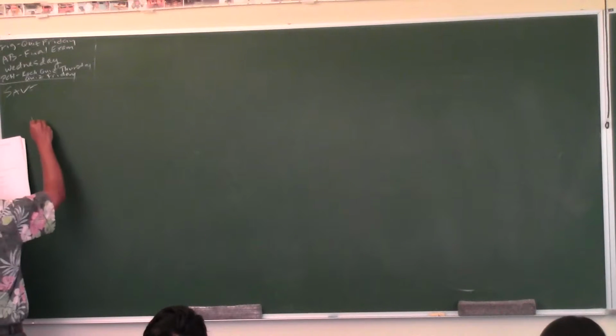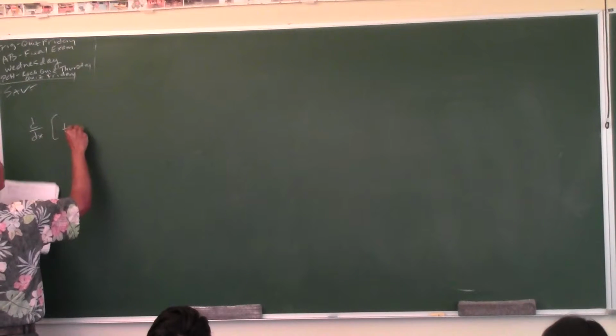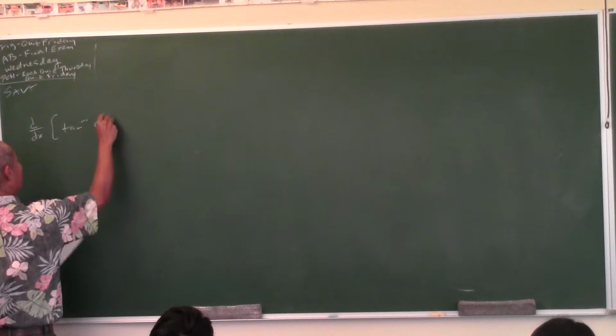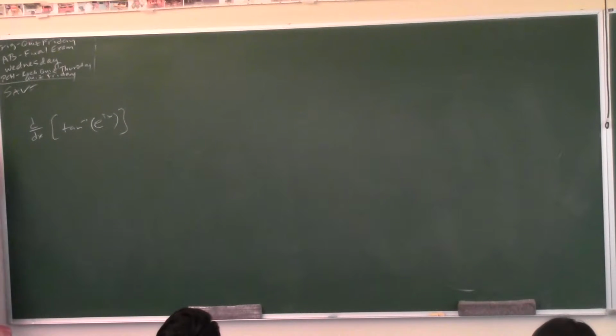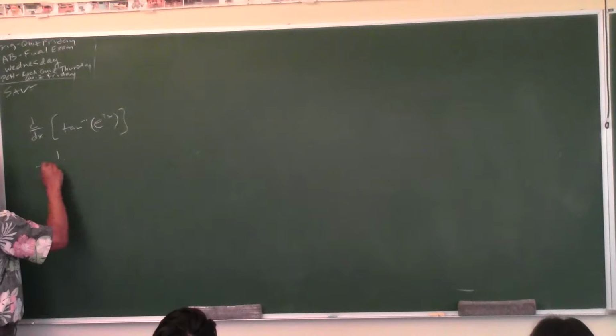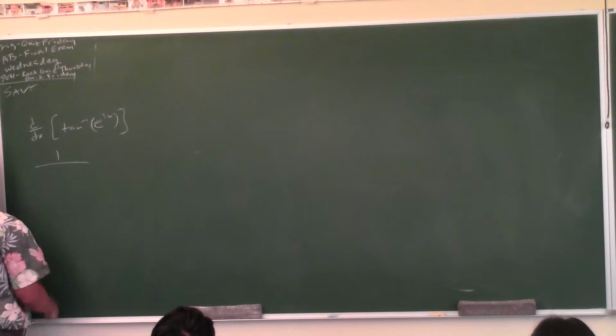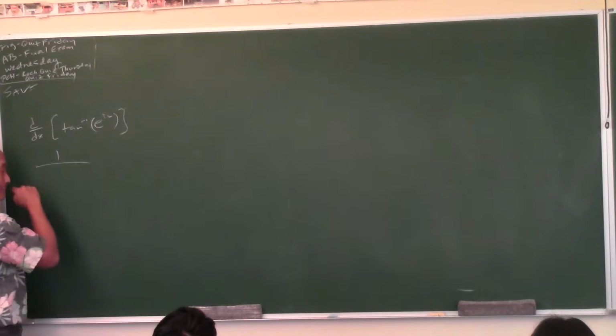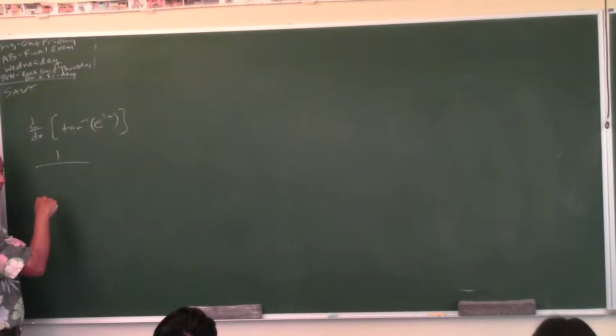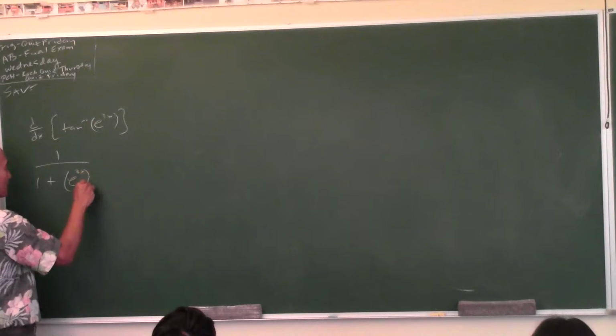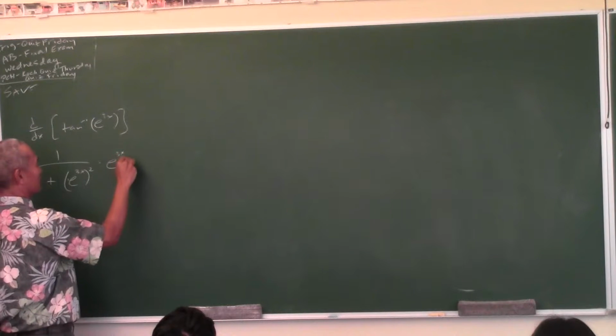Okay, here. Let's do some derivatives. What is the derivative of tan inverse of e to the 3x? This is not a product. This is tan inverse of a box. 1 over 1 plus u squared, with chain rule substitution. 1 over 1 plus e to the 3x squared times e to the 3x times 3. Exactly.